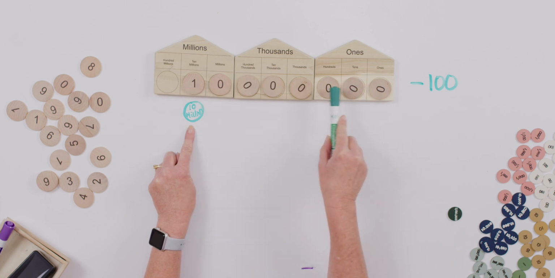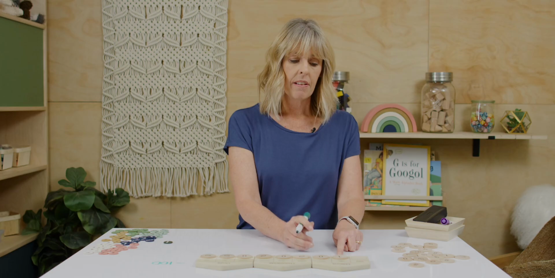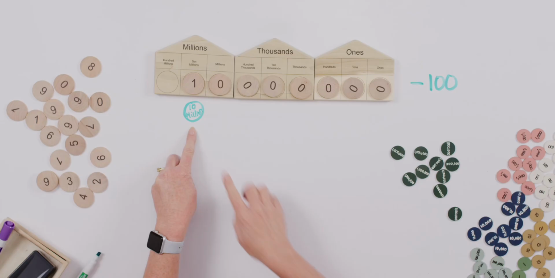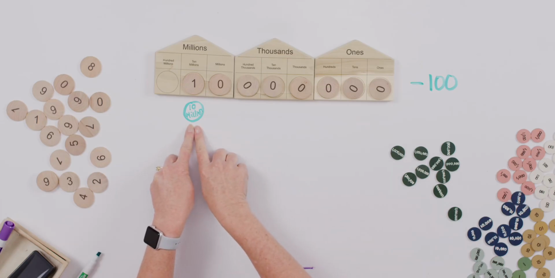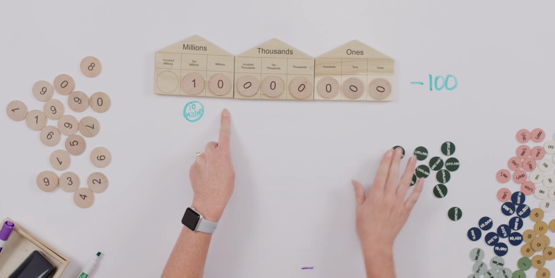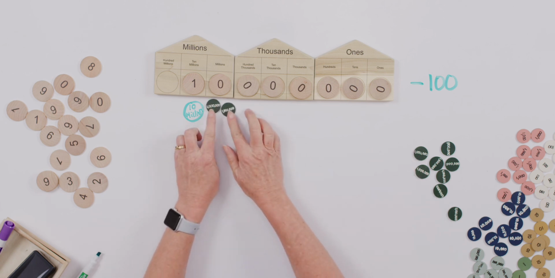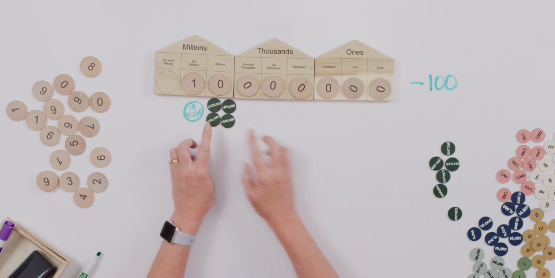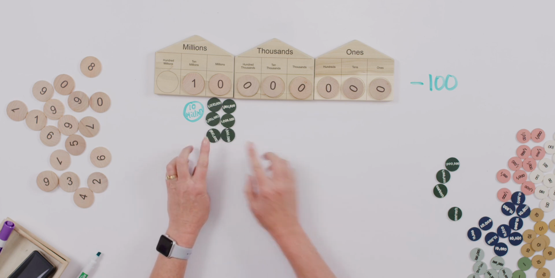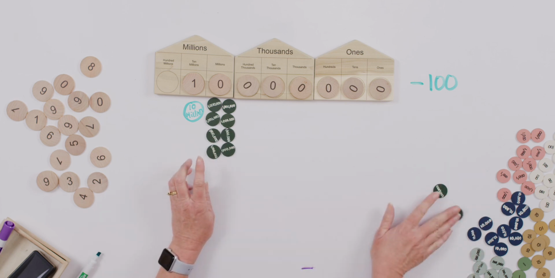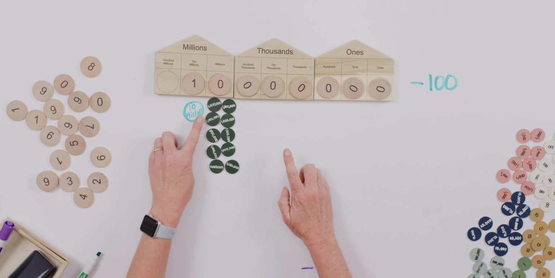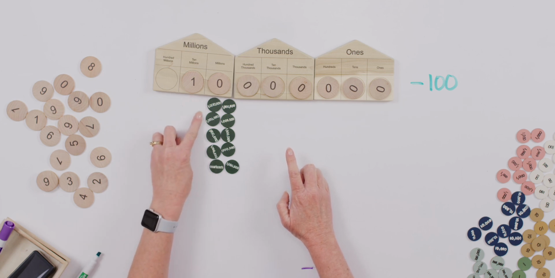Because there's nothing I can borrow. I have 0 in each of these values. So I'm going to need to borrow or rename my 10 million for 10 of my 1 millions. So let's get our 10 there. 2, 4, 6, 8, and 10. Okay, so I can get rid of that.